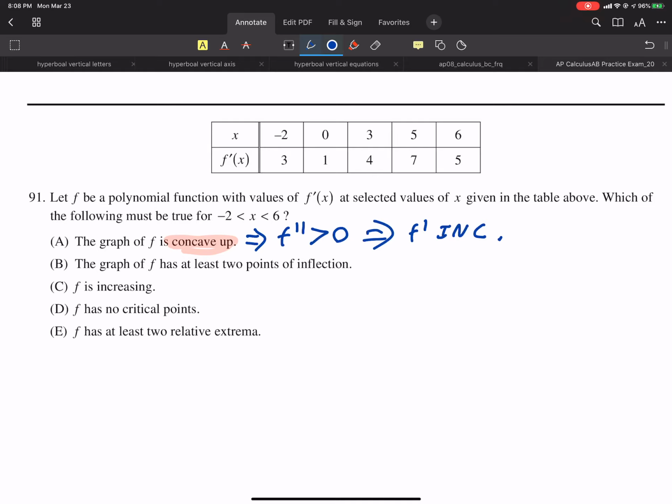Well, if you look from negative 2 to 0, f prime actually decreases, and from 5 to 6, f prime decreases. Therefore, it cannot be concave up on that whole region. It has to be decreasing at some point. So therefore, false.